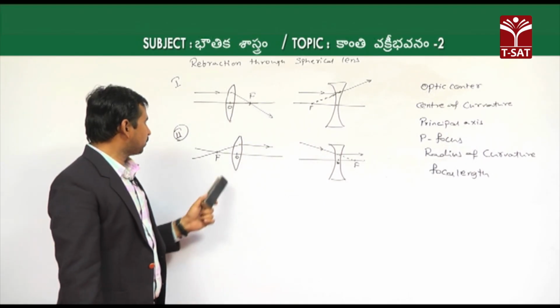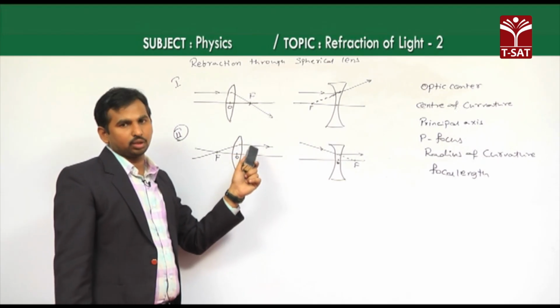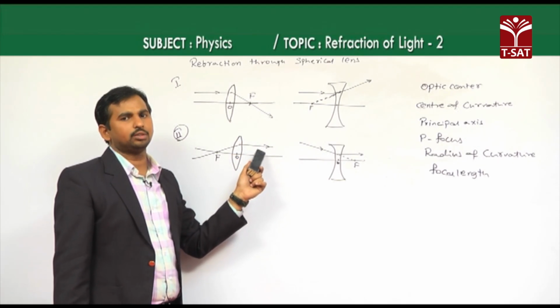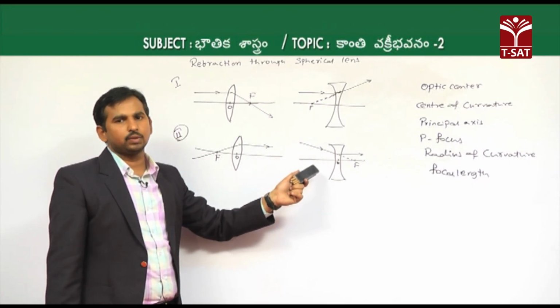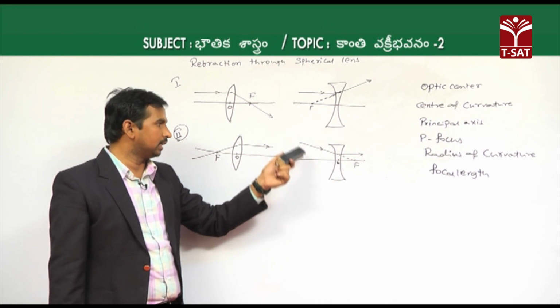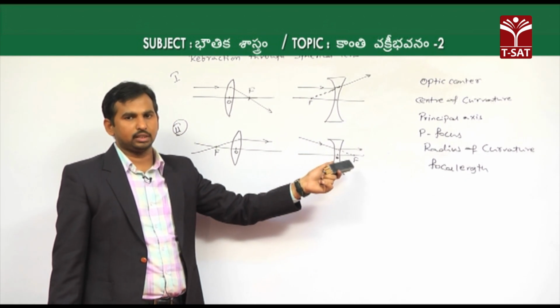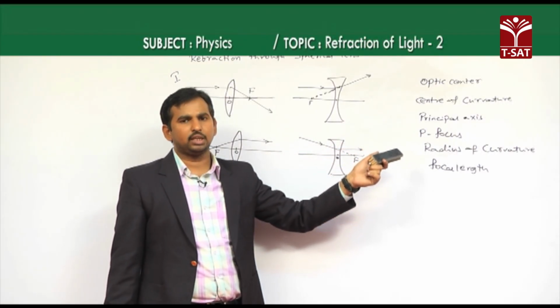And the next one here we have is the second rule. If the light ray is passing through the focus, after refraction the light ray is passing parallel to the principal axis. Whereas in the case of a concave lens, as we have a virtual focus, the light ray coming here, which appears to be passing through the focus, after refraction passes parallel to the principal axis.